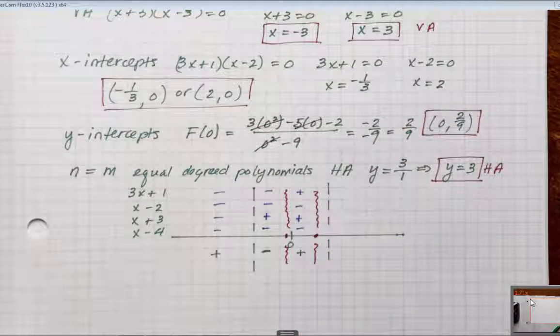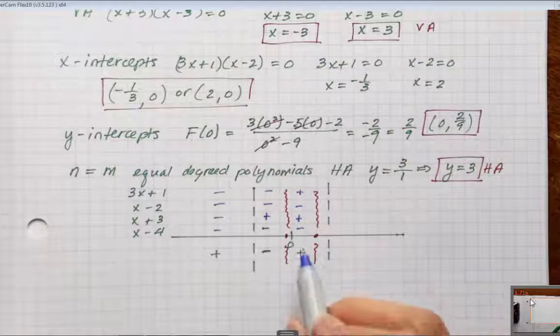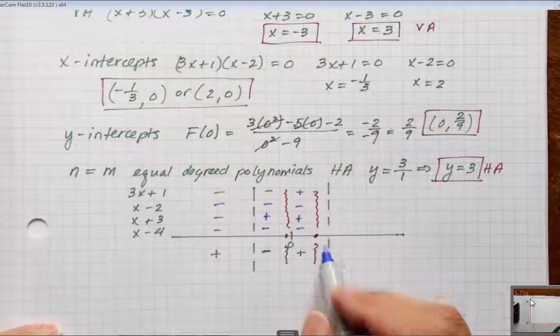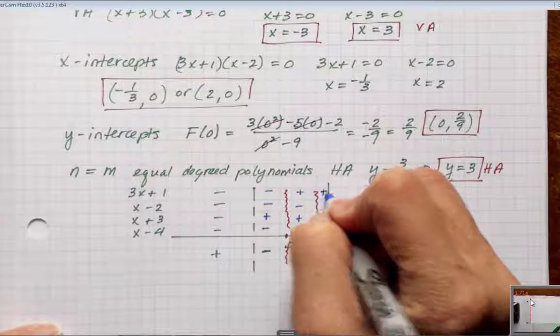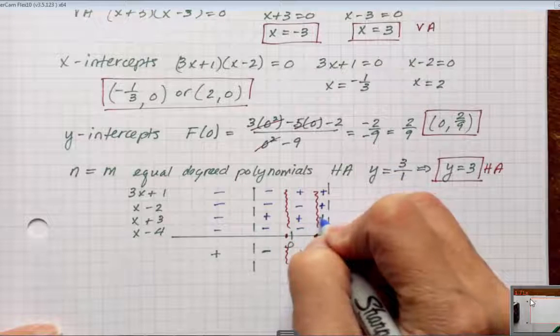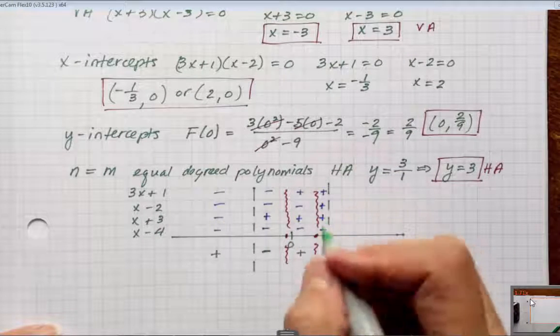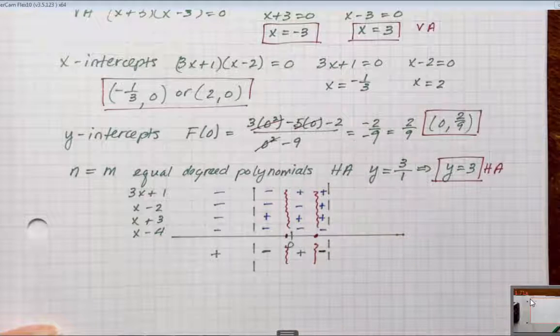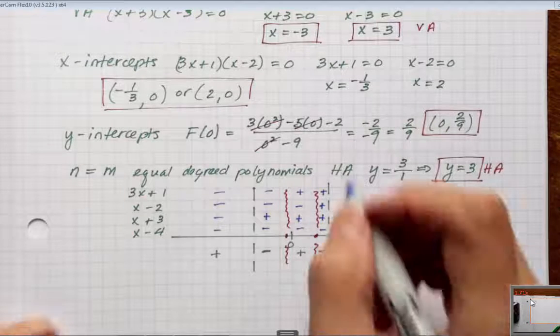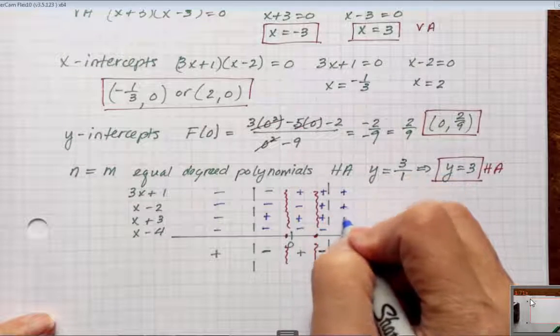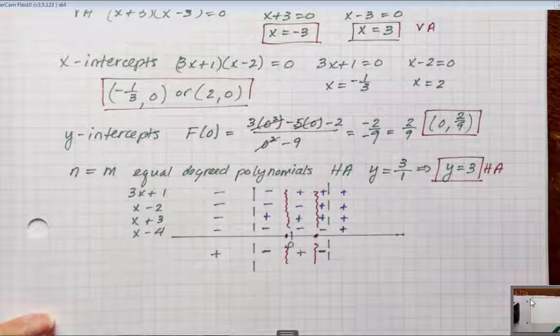A number between 2 and 3, I'm going to pick 2.5. And we have positive, positive, positive, negative. I have one negative. That's an odd number of negatives. So overall my function is going to be negative. And then to the right of 3, I get positives all the way through. So overall my function then is positive.